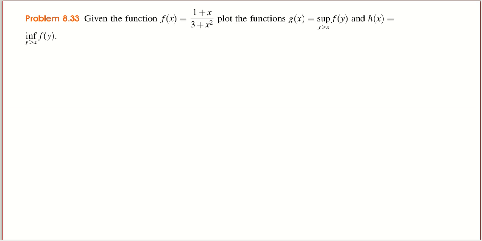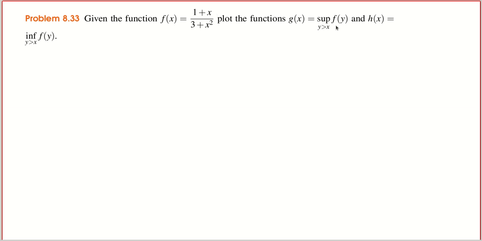Okay, the peculiarity of this problem here is that we're given a function. Actually, it's a very simple function. It's just a rational function in which the denominator never vanishes, so it's a well-behaving function. But that's not the function we want to plot. We want to plot these two other functions, which are defined in terms of this f.